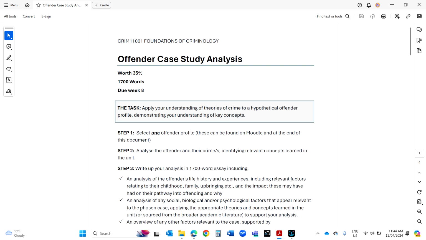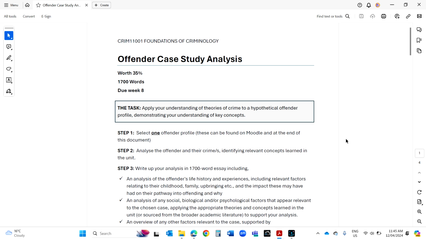So basically, what you need to show me through the assessment is your understanding of the theories of crime that we have studied in the unit, or others that you may have found in the literature that are viable in application to a hypothetical offender profile. I'll go through the 3 profiles in just a moment. But basically, you apply your understanding of the theories to your chosen profile to show me that you understand how the theory works in practice, and you would incorporate the key concepts from the theory, the key assumptions that it makes about crime, and the way that it explains offending to that hypothetical offender and their circumstances.